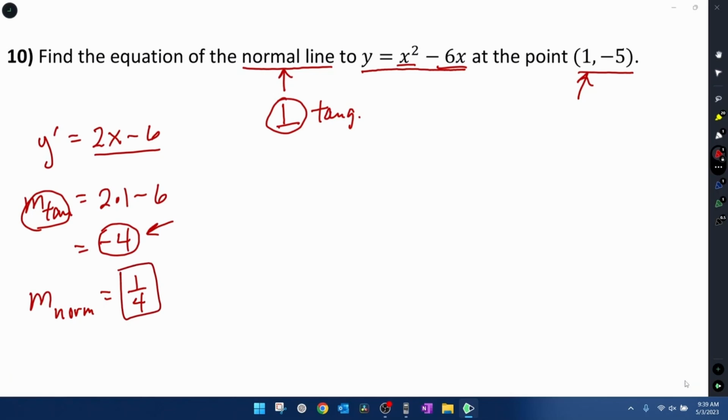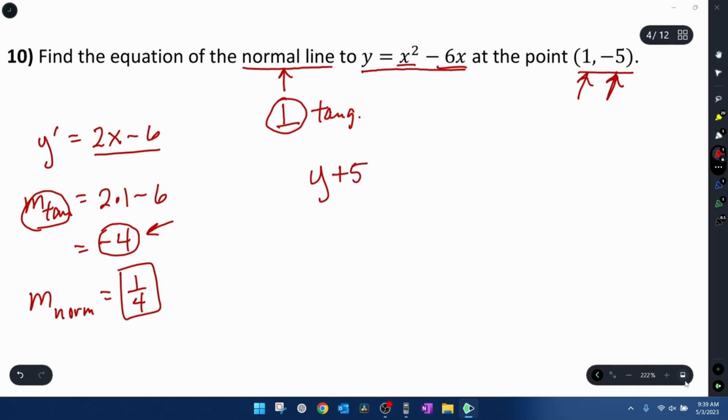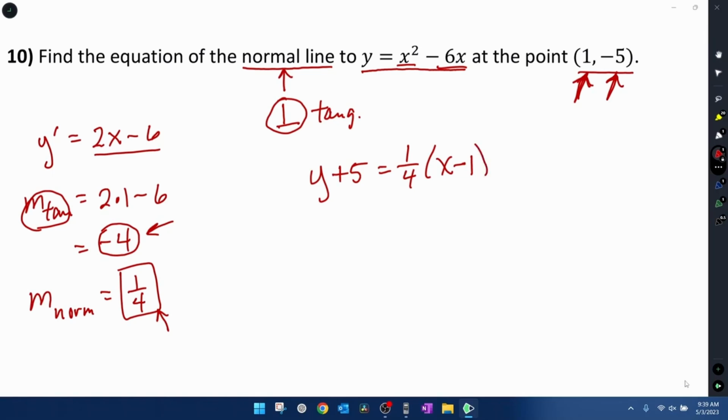And then we simply go to the point slope form. Y minus y1, minus a negative makes it a plus, equals m, the slope of the normal, times x minus x1, and we're done. If you want the answer in point slope form.